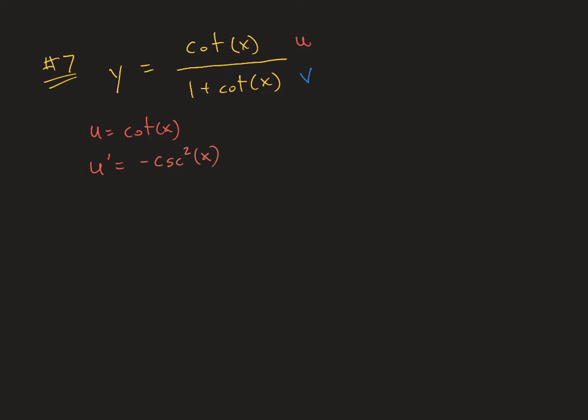And we do the same thing with v. v is 1 plus cotangent of x. And again, if you have been memorizing these, you'll know that the derivative of 1 is 0, and the derivative of cotangent of x is negative cosecant squared of x. Once you have those 4 formulas written down, it's just a matter of putting them in the right place in the quotient rule.